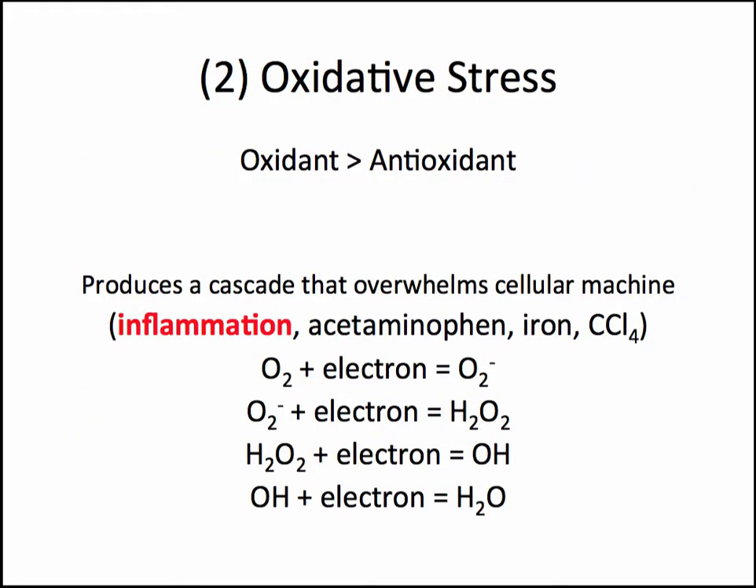Oxidative stress is basically an imbalance of oxidants and antioxidants, which produces a cascade that overwhelms the cellular machine. Examples of this include inflammation, acetaminophen toxicity, iron poisoning, and carbon tetrachloride. Essentially, as you add electrons to oxygen, free radicals form.